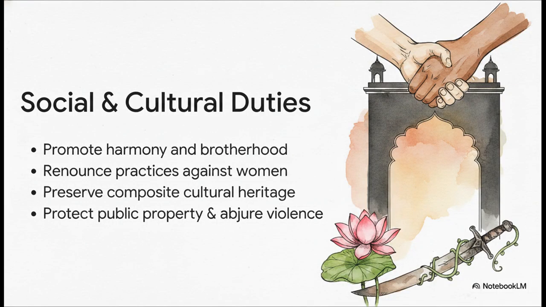Then, moving from the state itself down to the societal fabric, we have social and cultural duties. This is really about how we treat each other every single day. The Constitution mandates promoting common brotherhood across all diversities, and it explicitly demands renouncing any derogatory practices against women. It's a clear call to value and preserve India's incredibly rich composite culture. And on a purely practical level, it means safeguarding public property and strictly abandoning violence. It's all about actively maintaining a harmonious, functional society.